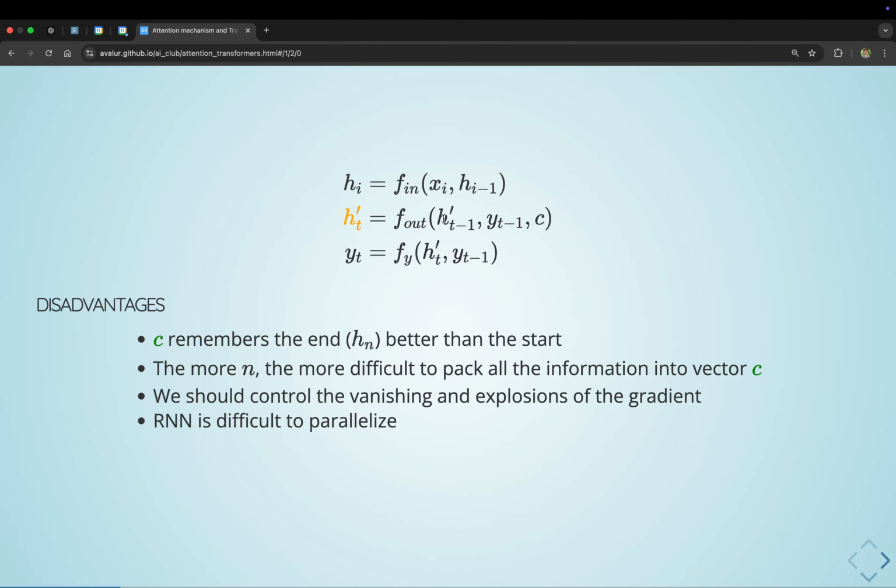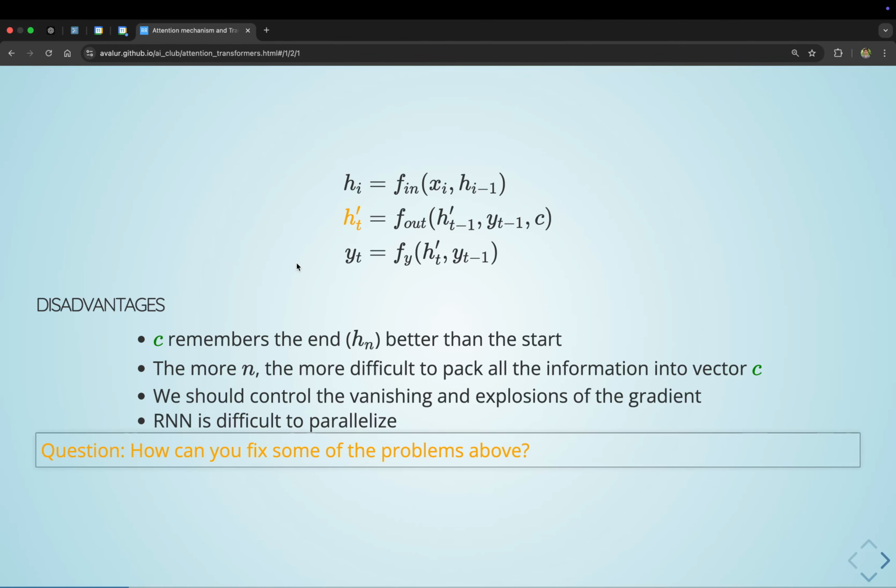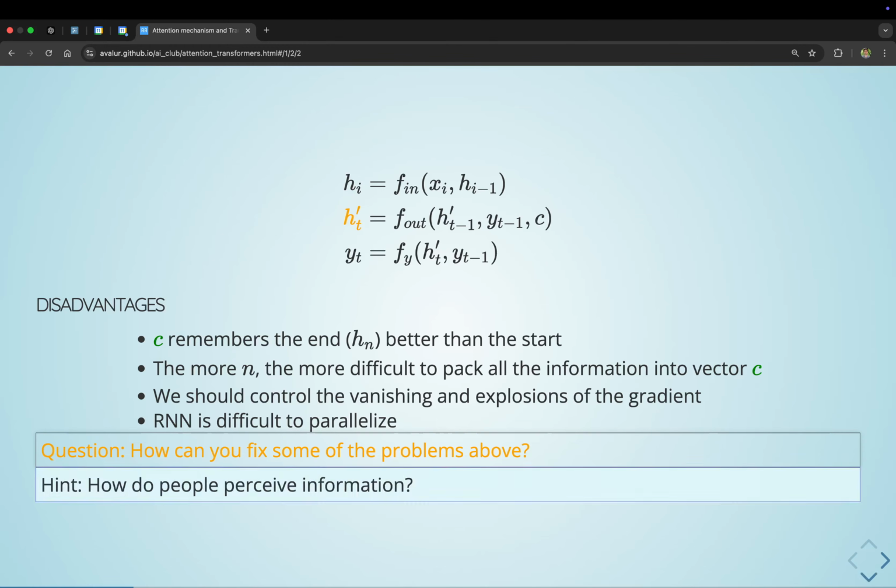So we calculate our hidden state one by one, and we need to know the previous one to calculate the current one, and to predict a new output in our model. So these are disadvantages of RNN, and the question is how can we fix some of the problems above? So what to do to create even more suitable and better models?